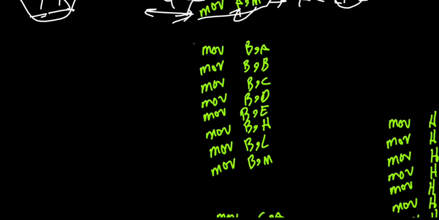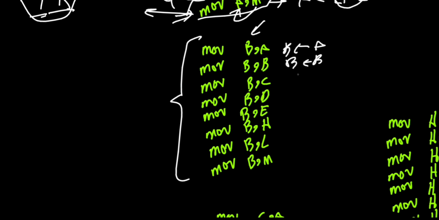The next 8 would be, well, you could guess that the destination now would be B. All the other things would be the same. A to B, B to B, the contents wouldn't change.